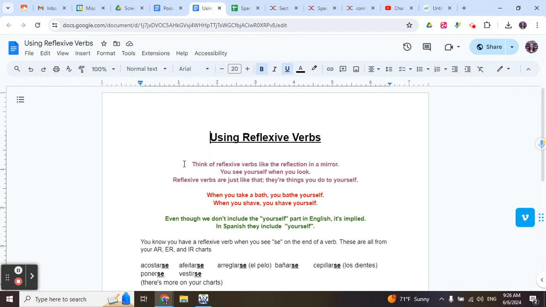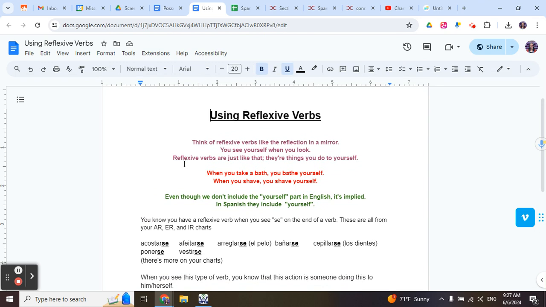In Spanish, you do. In Spanish, we make it clear: am I washing myself or am I washing my dog? Because if I'm washing myself, that's going to be reflexive. But if I'm washing my dog, it's a direct object. So there's going to be a difference in how we form these types of sentences, and that's what I'm going to walk you through here, okay?